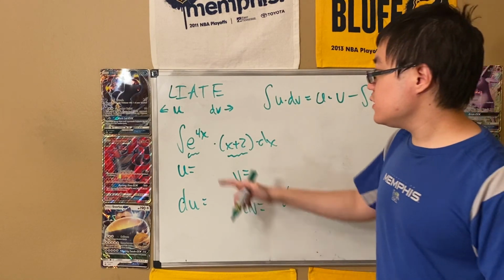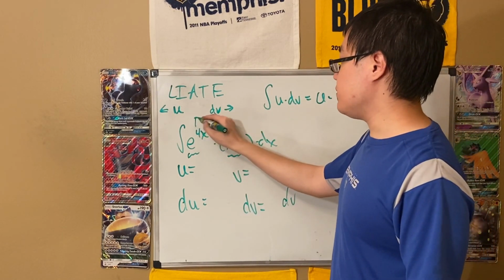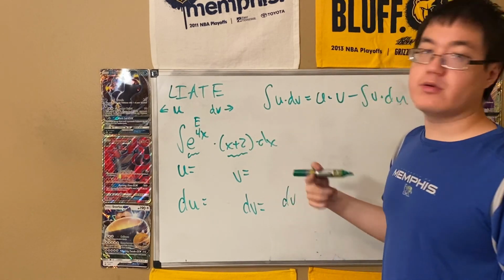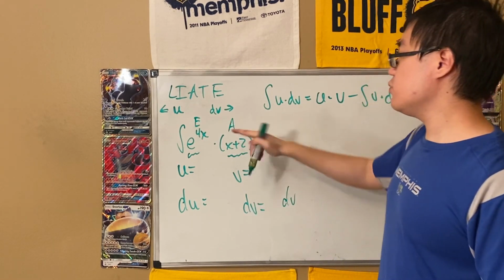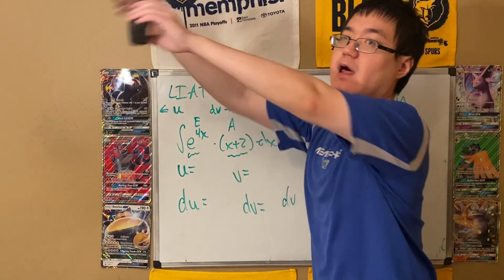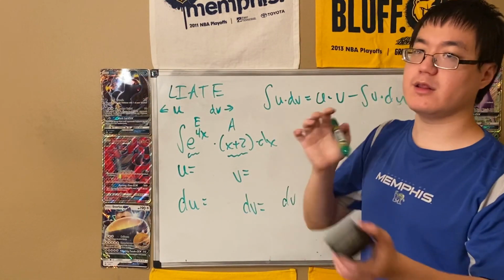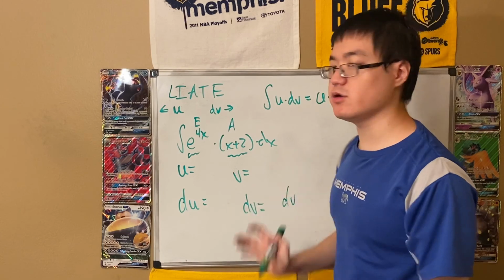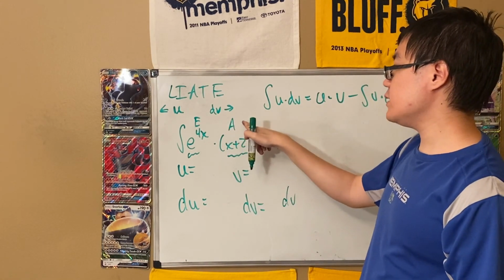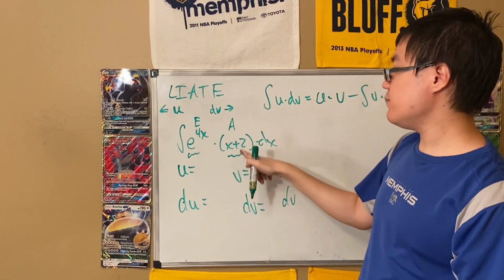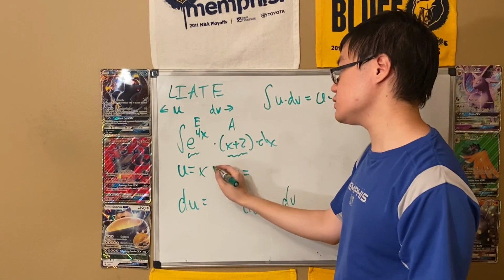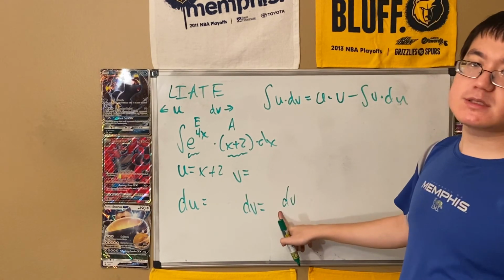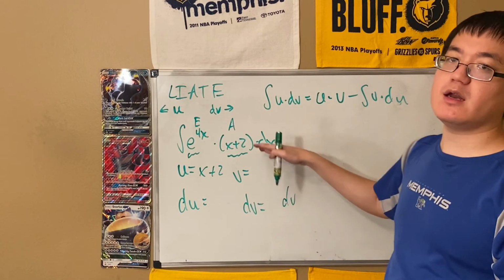So let's label each of these. E to the 4x, that's exponential. X plus 2, that's considered algebraic. So again, things that are on the left side of the acronym, the LIA part of LIATE, are good choices for u. That's why A is to the left side of E. So that means that x plus 2 will be a good choice for u. You wouldn't want x plus 2 in the dv spot because when you take the integral, it gets a little bit harder.